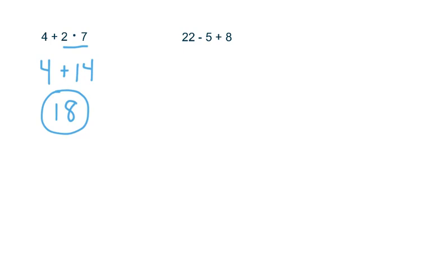So in this problem, the first thing I'm going to do is this subtraction step. So I'm going to do 22 minus 5 is 17. And I'm going to do the plus 8 afterwards. 17 plus 8 is 25. And now I've got this one simplified. We have addition and subtraction in this problem. Those two are equals in the hierarchy, so those are done from left to right.